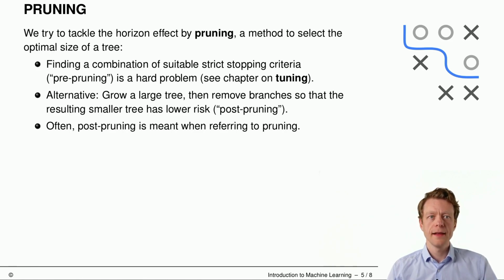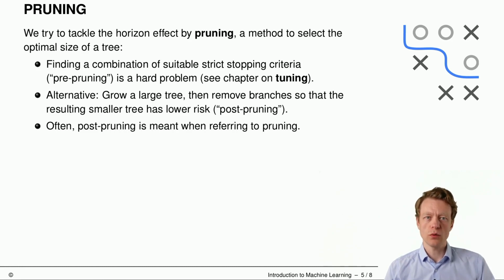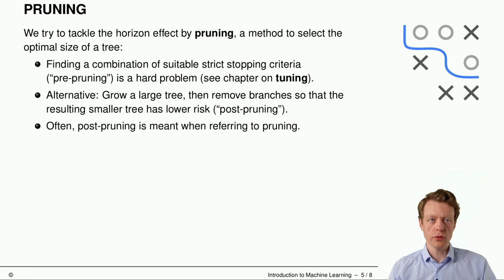performs best. As an alternative to that, or perhaps as an addition, we could grow a very large tree and then remove branches post hoc, so that the resulting smaller tree has a lower risk. And this is then called post-pruning, and often post-pruning is meant when referring just to pruning, and we will also mean post-pruning if we say pruning.